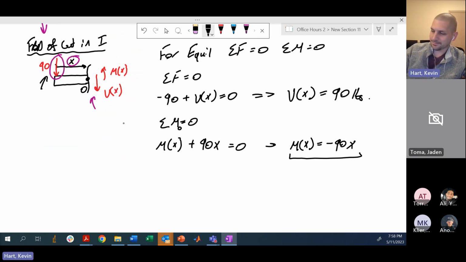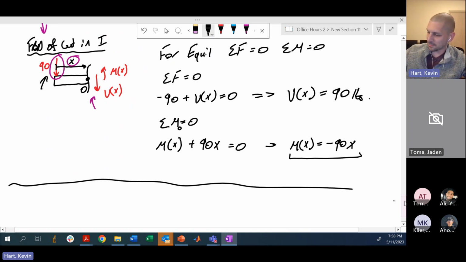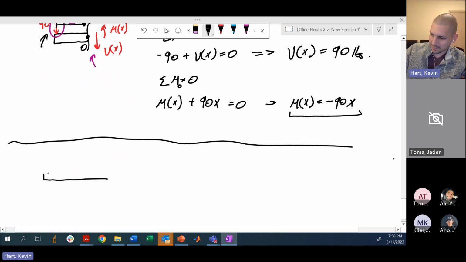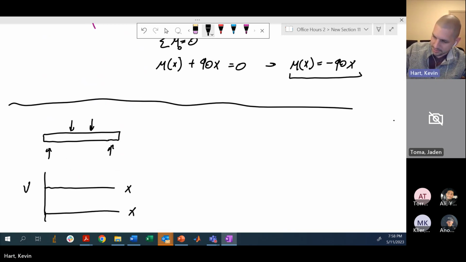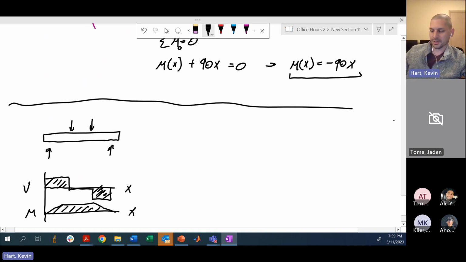So for some simple cases, you should be pretty comfortable, right? We've talked about 4-point bend quite a bit in this class. If you have a symmetrical 4-point bend situation, you're going to have shear and moments that look like this and this. So this is a common shear and bending diagram for a 4-point bend situation.